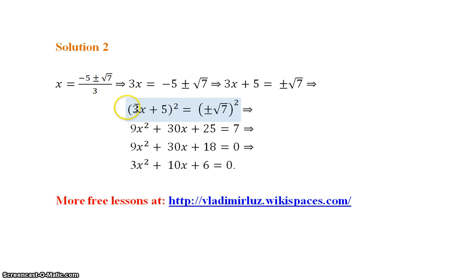In the left side we apply the formula square of sum. Then we move 7 to the left side with minus. 25 minus 7 is 18, and then we divide both sides by 3. And we get the quadratic equation in standard form, which has roots negative 5 plus minus square root of 7 over 3. This is the end of this lesson.